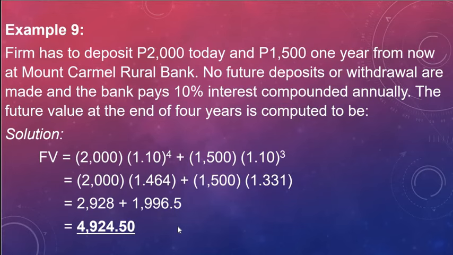Now, considering that you pay amounts which are unequal and at different periods. So, kung i-compute natin, 4,924.50 minus 3,500, yung total amount lang talaga na dineposit mo. So, meron kang 1,424.50 na interest na ma-earn after 4 years.